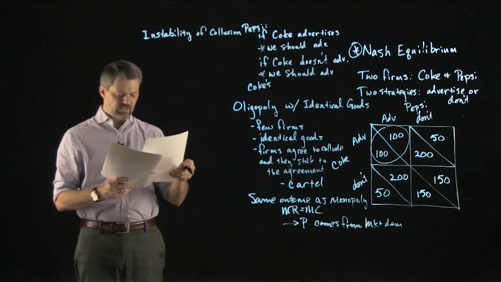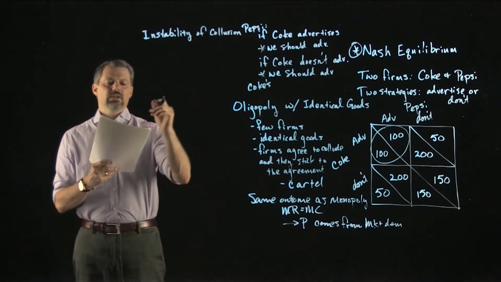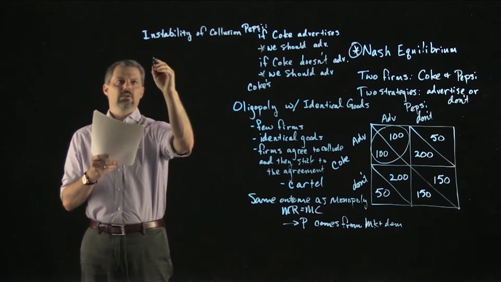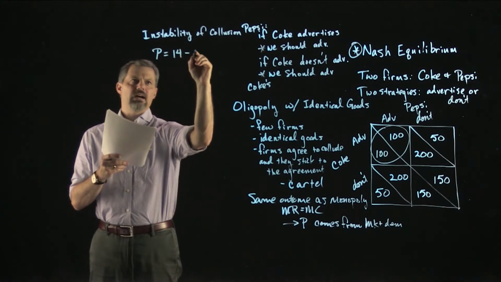Let's do this by thinking about a particular example. So let's suppose we have an example where the market demand curve looks like this: P equals 14 minus Q.